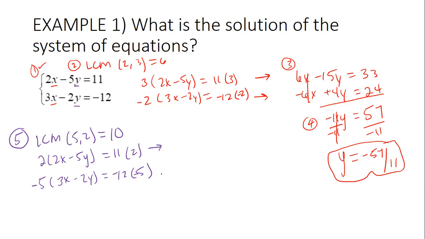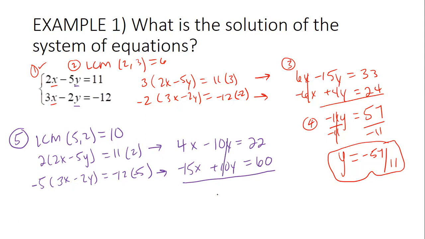So I go ahead and distribute. And we get 4x minus 10y equals 22. We have negative 15x plus 10y equals 60. What happens here? The y's canceled. 4x and negative 15x make negative 11x.